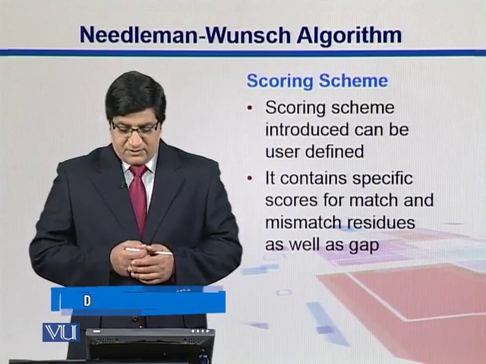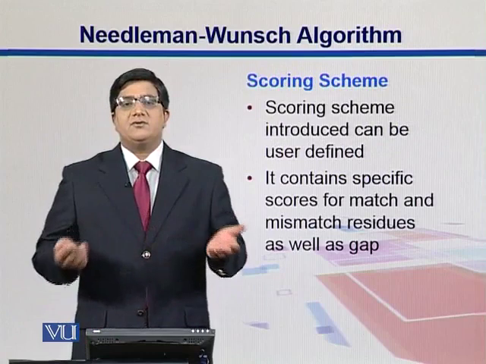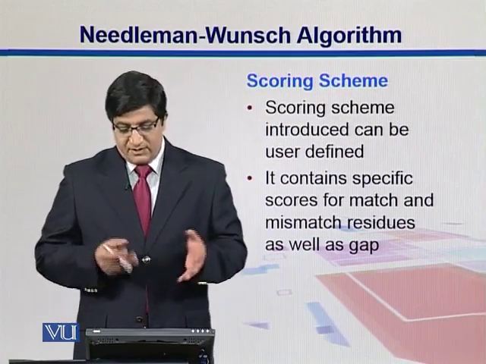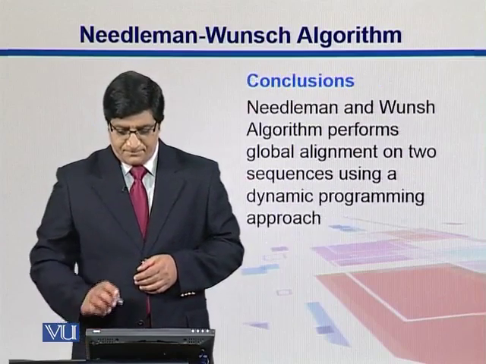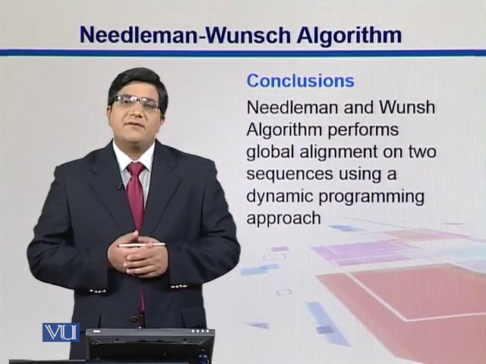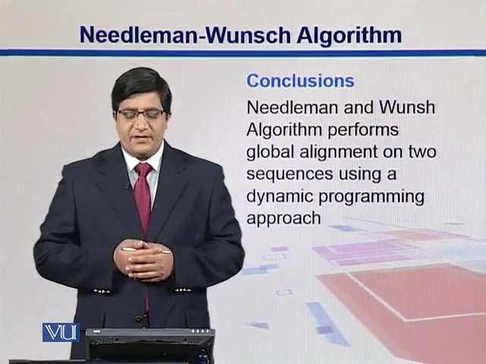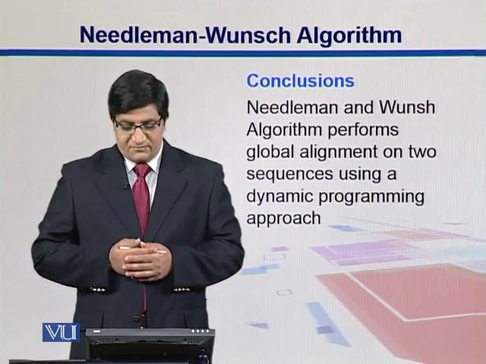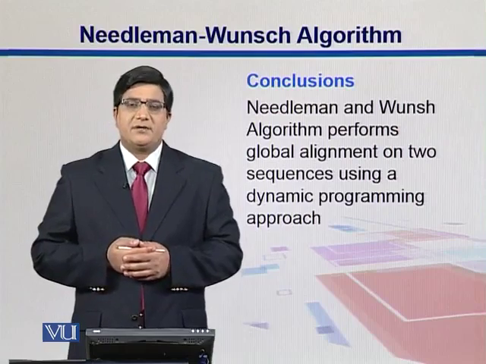The scoring scheme can be user defined. So sometimes we can have our own scoring scheme. We can give some score to the match and mismatch, as well as fix it for the residues. We can also derive our scores using substitution matrices. So that depends. So in this section what we have seen is that Needleman and Wunsch algorithm performs global alignments using a dynamic programming approach.